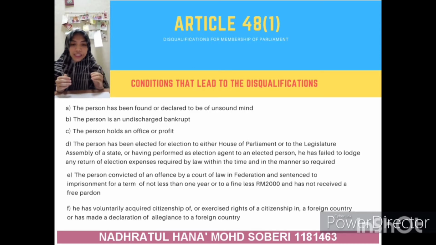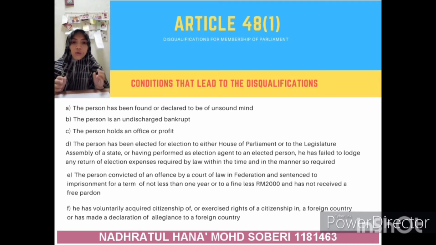And then, a person convicted of an offence by a court of law in the federation and sentenced to imprisonment for a term of not less than 1 year, so the term of imprisonment is not less than 1 year, or to a fine of not less than 2,000 ringgit, or has not received a free pardon. And the last one, he has voluntarily acquired citizenship of, or exercised rights of citizenship in, a foreign country, or has made a declaration of allegiance to a foreign country.